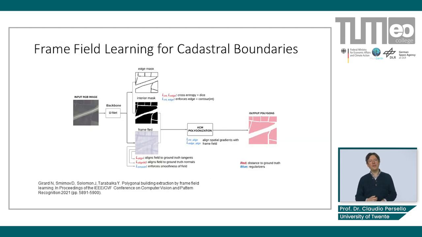We adopted a method based on frame field learning, originally introduced for building outline extraction. Such a method uses UNET as the backbone network to learn simultaneously a mask of the parcels, the edges, and the frame field, which contains information about the orientation of the edges. The information learned in the first stage is then used to obtain regularized polygons of cadastral parcels using an active contour model. More on the technical details of the method in the reference at the bottom of the slide.